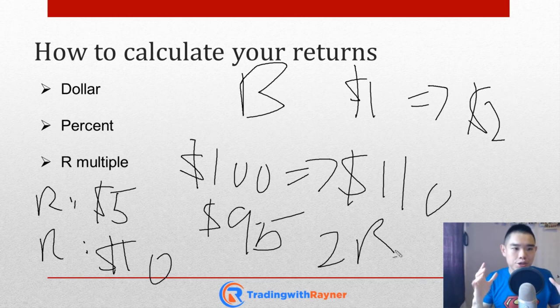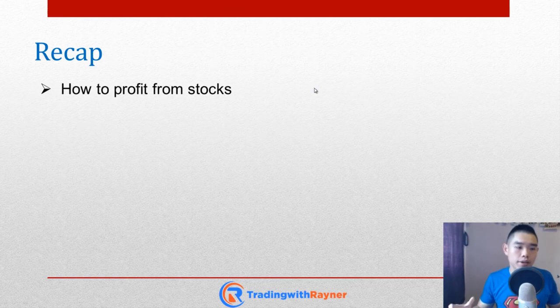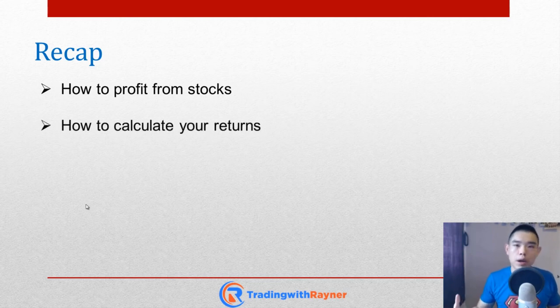So these are the three different ways to calculate your stock returns. I find that the R multiple is the most objective measure to calculate your stock returns. So let's do a quick recap. Number one, how to profit from stocks: you can either buy low or sell high, or even do both. And number two, how to actually calculate your stock returns: either through a dollar-based approach, a percentage approach, or the R multiple approach. My favorite is the R multiple approach because it tells you how much risk you're taking to achieve those returns. All right?